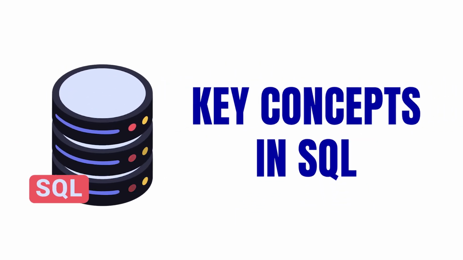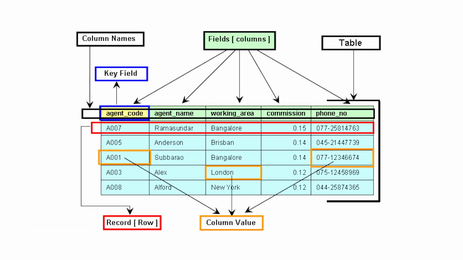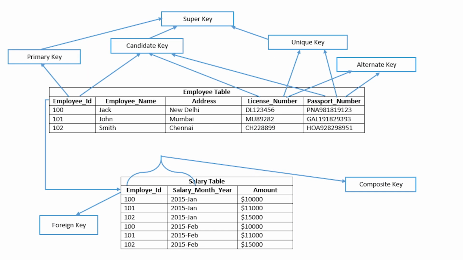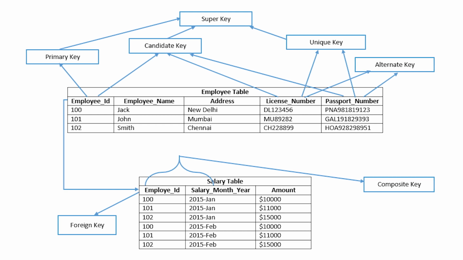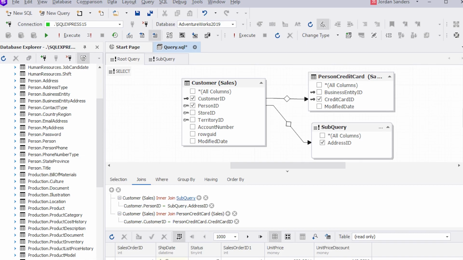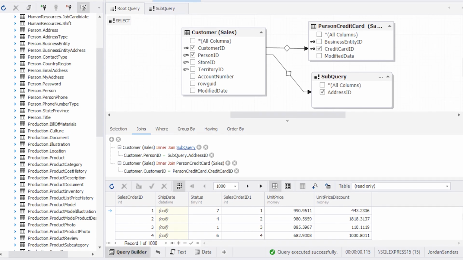Key concepts in SQL. Delving into the key concepts, we find tables, rows, and columns. Imagine a spreadsheet where each row represents a unique record and each column signifies a specific attribute. These tables provide the structure needed for organized and efficient data storage.